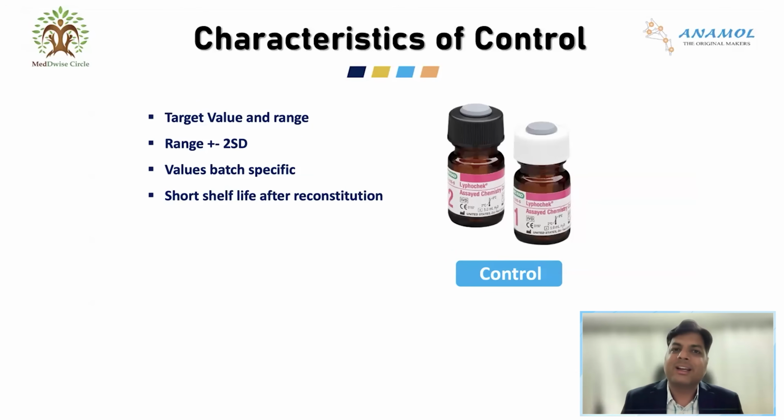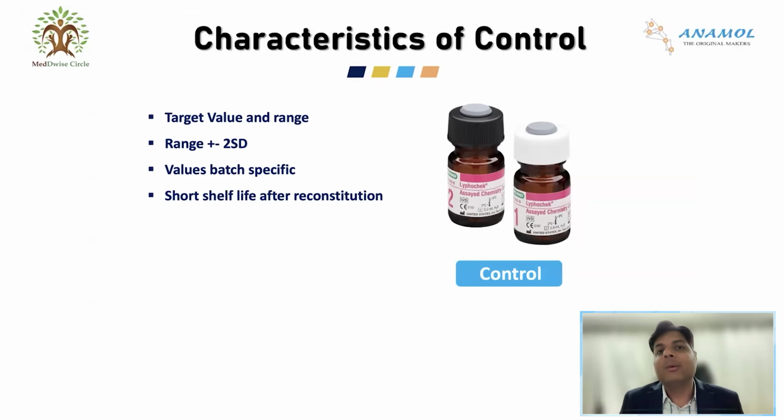We will all understand that in the future. For now, just try to understand that every parameter which is there in the control should have a target value, it should have a range, and the range should be plus minus 2 SD from the target value. The values of this control are specific to that particular lot number of the control.